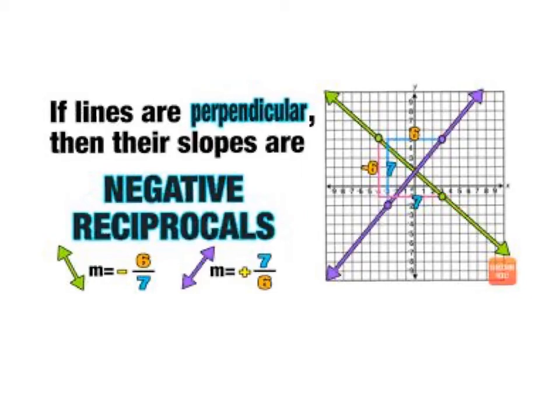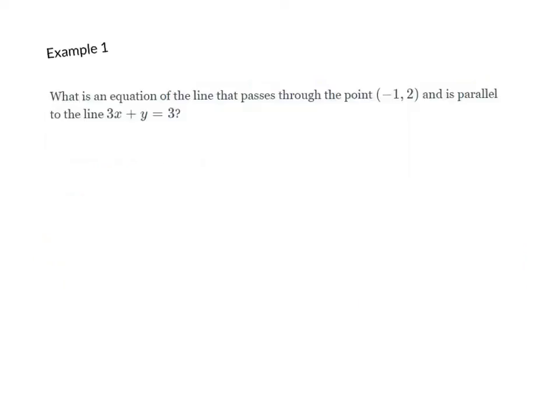So the green line has a negative slope, but it's not the same rise over run. It's the reciprocal. You'll notice the purple line had a slope of positive 7/6, so the green line has a slope of negative 6/7. Okay. So again, if they're going to be perpendicular, one slope is positive, one is negative, and the fractions are the reciprocals. All right, let's apply this in a couple of examples.